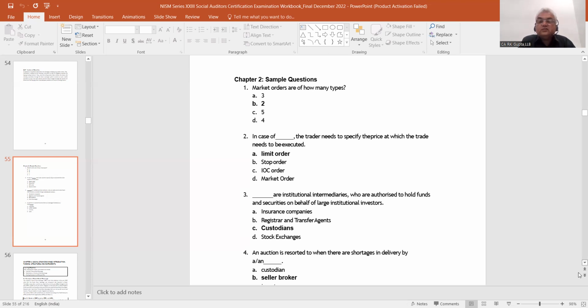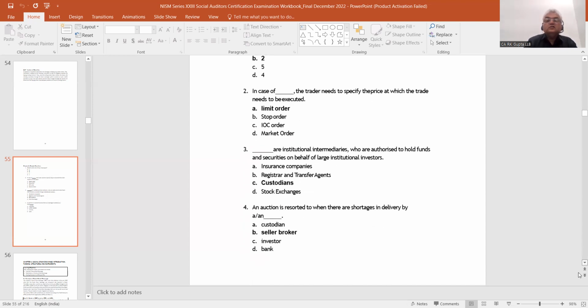An auction is resorted to when there are shortages in delivery by a seller broker. So in case there is a shortage, naturally then open auction is done. This mechanism is utilized by the clearing corporation to fulfill its obligation towards the buying trading member. Thus, when the selling broker fails to deliver the shares, the clearing corporation through the stock exchange's system conducts an open market purchase by way of an open auction, and the shares bought through the auction are delivered to the buying broker, and adequate penalties are levied on the selling broker.